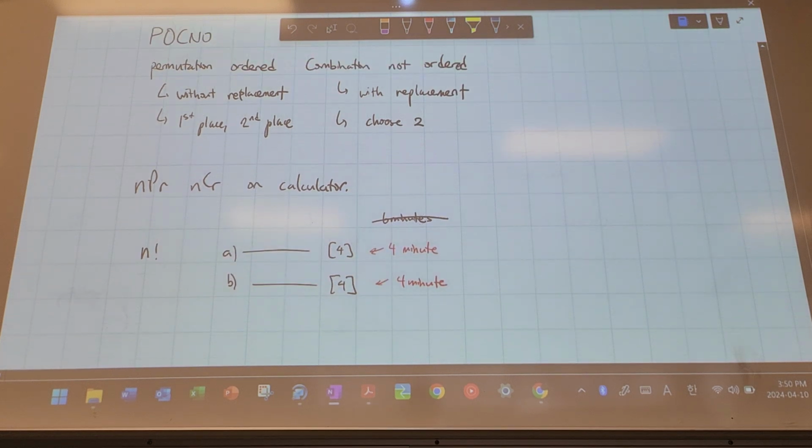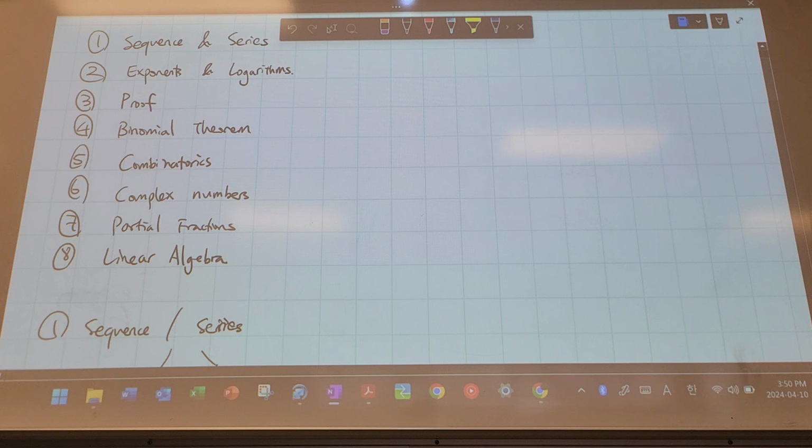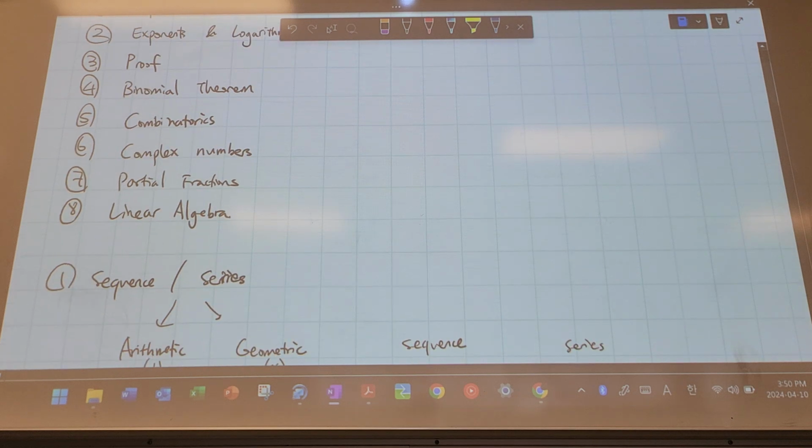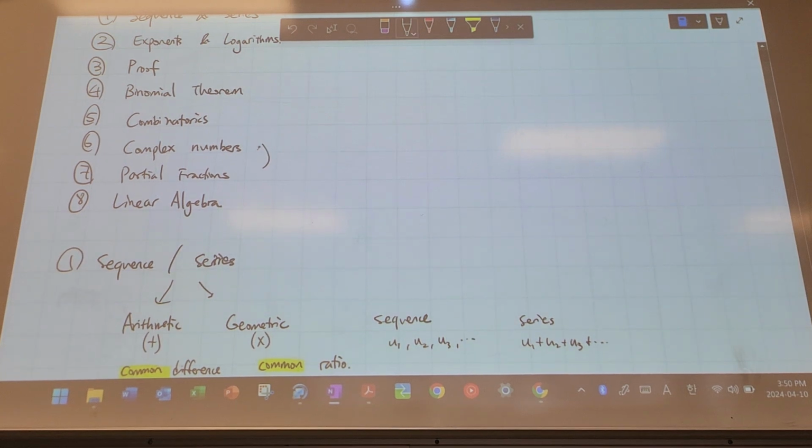Other than that, any questions about the counting principles? Okay, let's move on. Sixth part is the complex numbers. Let's do partial fractions first, and then we'll do complex numbers.